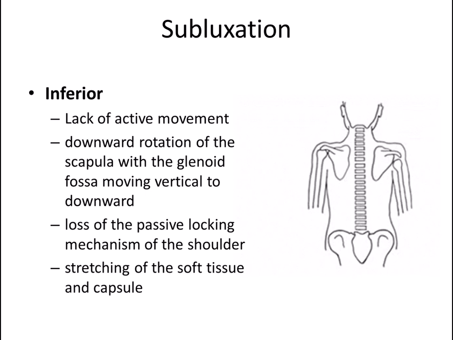This slide shows a cartoon of a patient with an inferior subluxation of their right shoulder. The inferior sublux is typically due to a lack of active movement. As you can see, the scapula is rotated downward with the glenoid fossa pointing downward as well. This results in stretching of the soft tissue around the shoulder and the capsule, and there's typically a loss of passive locking mechanisms for the shoulder.